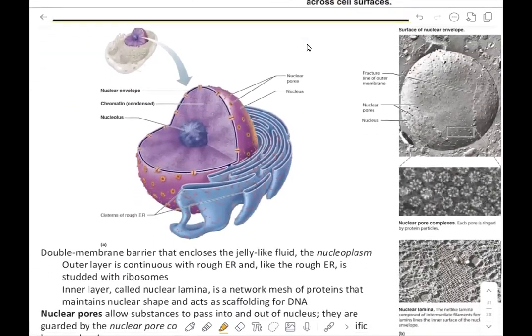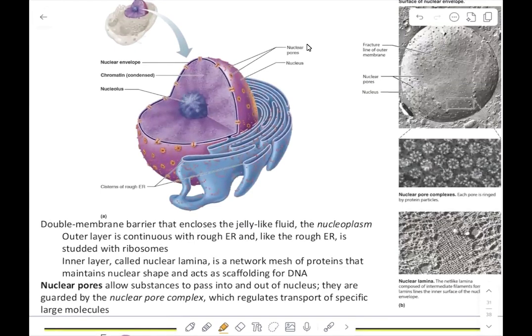Our next slide is showing the nucleus and the nucleolus. So there is a double membrane barrier that encloses the jelly-like fluid called the nucleoplasm. So instead of it being called cytoplasm, it's nucleoplasm. The outer layer is going to be continuous with the rough endoplasmic reticulum, and the inner layer is a network of proteins that maintains the nuclear shape and acts as scaffolding for DNA.